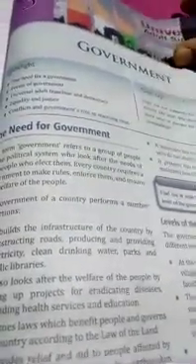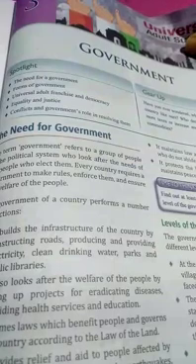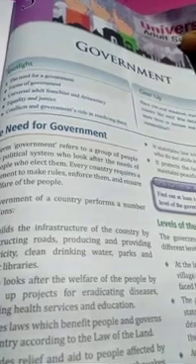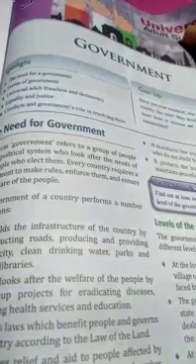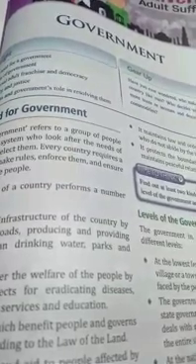So students, in this chapter Government, we learnt about the need for government, why we need a government. It's for the infrastructure, providing the infrastructure for healthcare facilities, for doing the work in the welfare of citizens. The next was the levels of the government. At 3 levels we learned that the government works: the grassroots level, the state level and the national level.